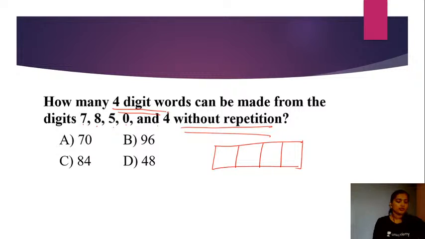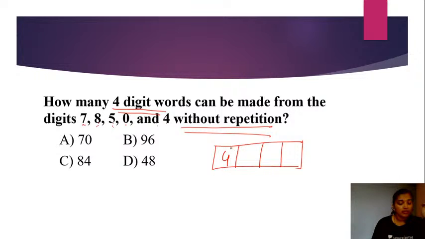So yes, students, your time is up. So we need 4-digit numbers, right? The given digits are 7, 8, 5, 0, 4. If I place the digit 0 in the thousands place, it wouldn't be a 4-digit number, right? So we cannot consider 0 while we are checking for the possibilities to fill in the thousands place. So how many possibilities do we have to fill in the thousands place? It is going to be 4 different possibilities, right?